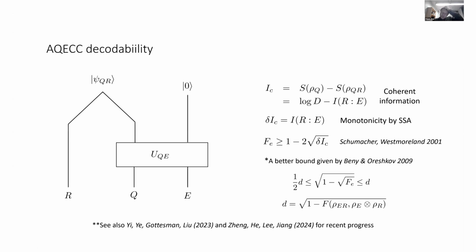And so if delta IC, which is the mutual information between the reference and the environment, is small, that means that the information can still be approximately corrected. And there's also a better bound given by channel distance, which I'm not going into detail. This contains another type of characterization of approximate error correction.